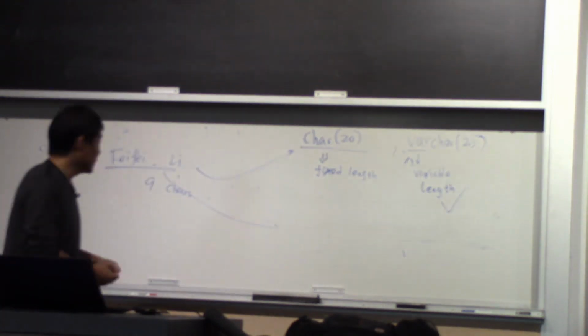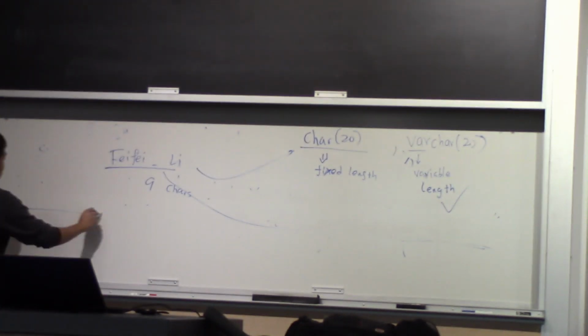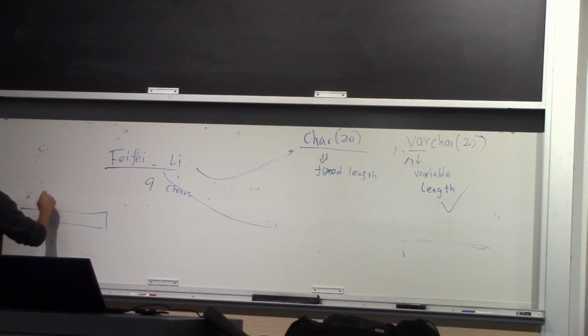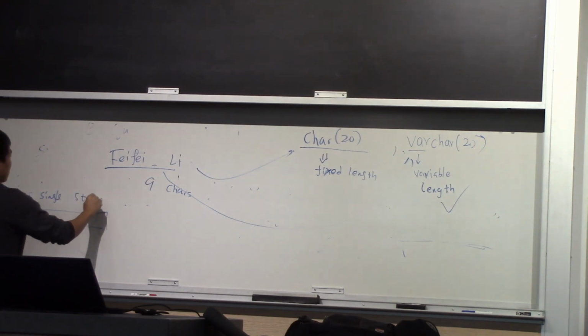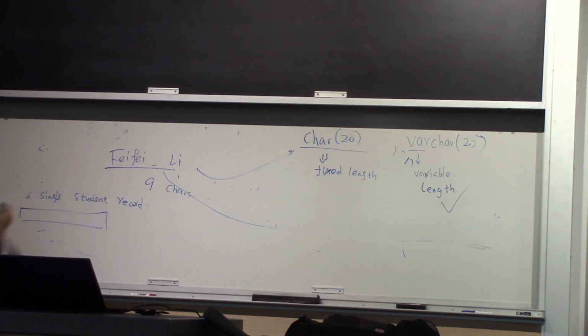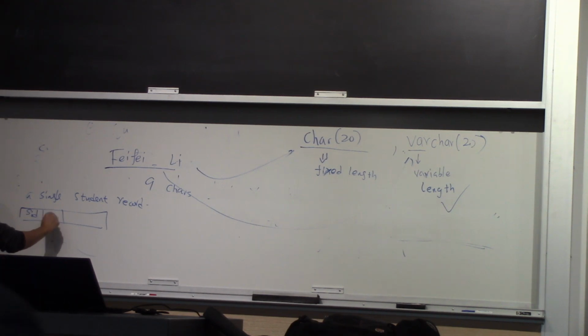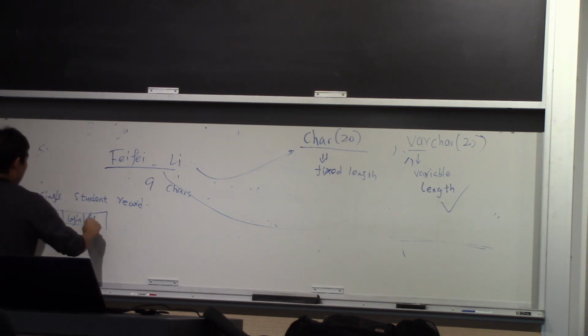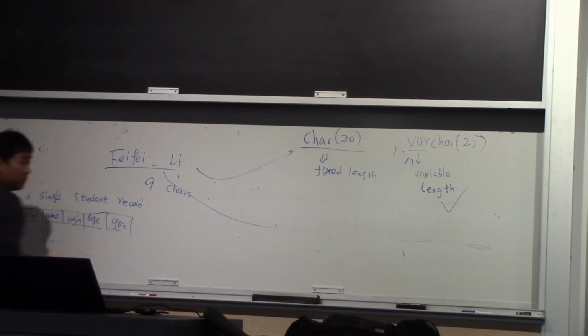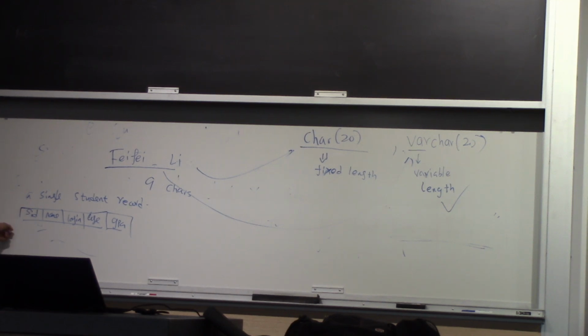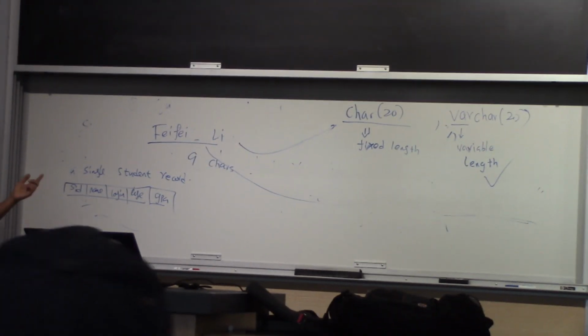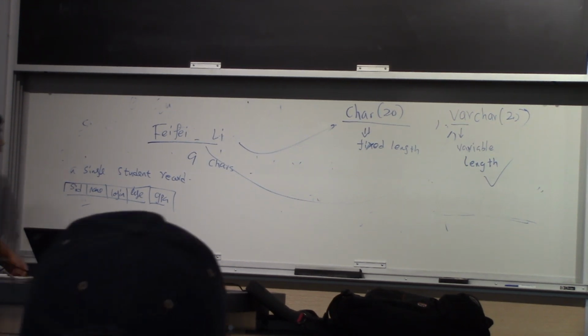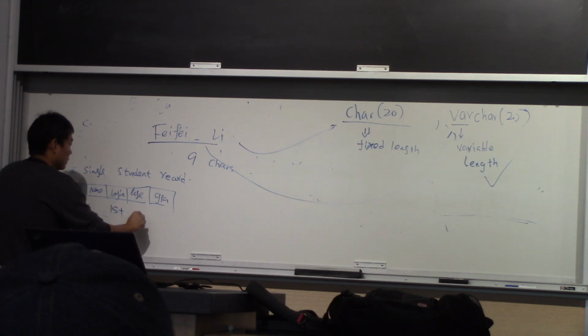The point is, if you think about it, each database record, suppose this is a single student record. In this case, I'm going to have the first field, which is SID, name, login, age, and GPA. In a database system, this table will be stored on disk. And that's my first student record.